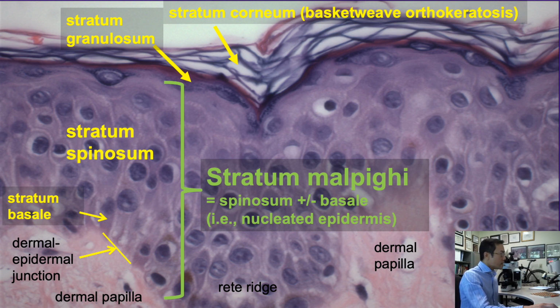I use it in perhaps slightly inaccurate, oversimplistic terms to refer to essentially the nucleated epidermis. A lot of times we'll see changes in the nucleated portion of the epidermis, but the stratum corneum looks normal, or vice versa. The stratum corneum will be abnormal, but the nucleated epidermis is relatively normal. So I just use stratum malpighi to refer to the nucleated portion, rightly or wrongly. But at a minimum, it's synonymous with the stratum spinosum plus or minus the basal layer keratinocytes. It definitely does not include the stratum corneum.